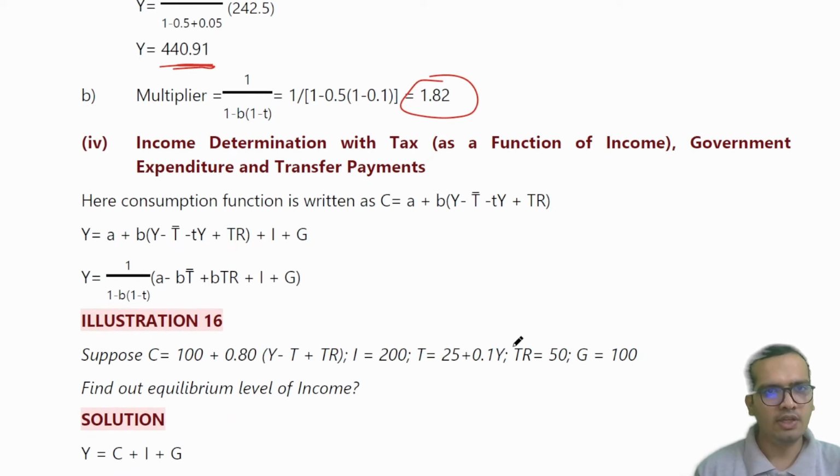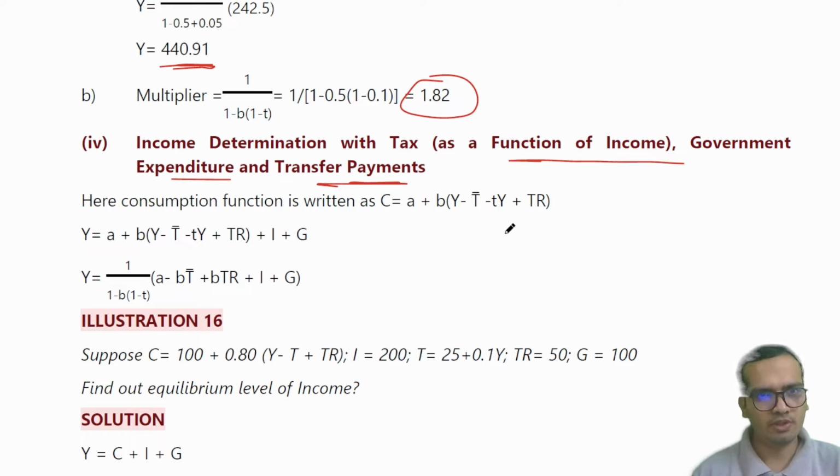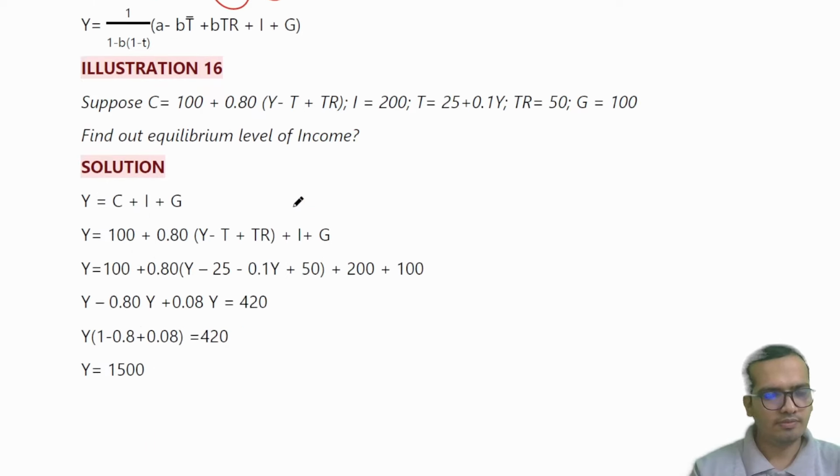Then we have the fourth case, income determination with tax as a function of income, government expenditure, and transfer payment. So we have 3 variables here. So now the C will be a little bit expanded, where Y will be equal to A plus B multiplied by Y minus T bar minus t multiplied by Y plus transfer payments, plus I plus G. There we have a question on it, where we have to find out similarly the equilibrium value, which comes to 1500.